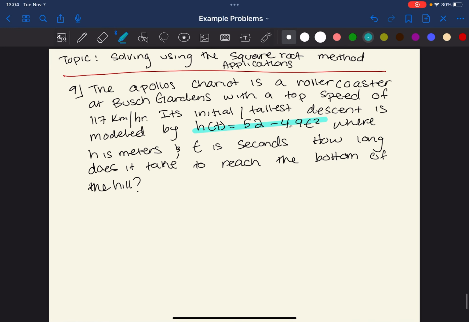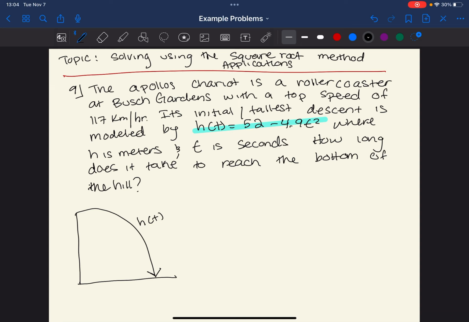So we have an application, so let's go ahead and draw our diagram. So we have this roller coaster going down a hill. Okay, so this is modeled by that h of t equation. We want to see how long it will take to reach the bottom. So in order to reach the bottom, that h of t is going to have to be equal to 0.